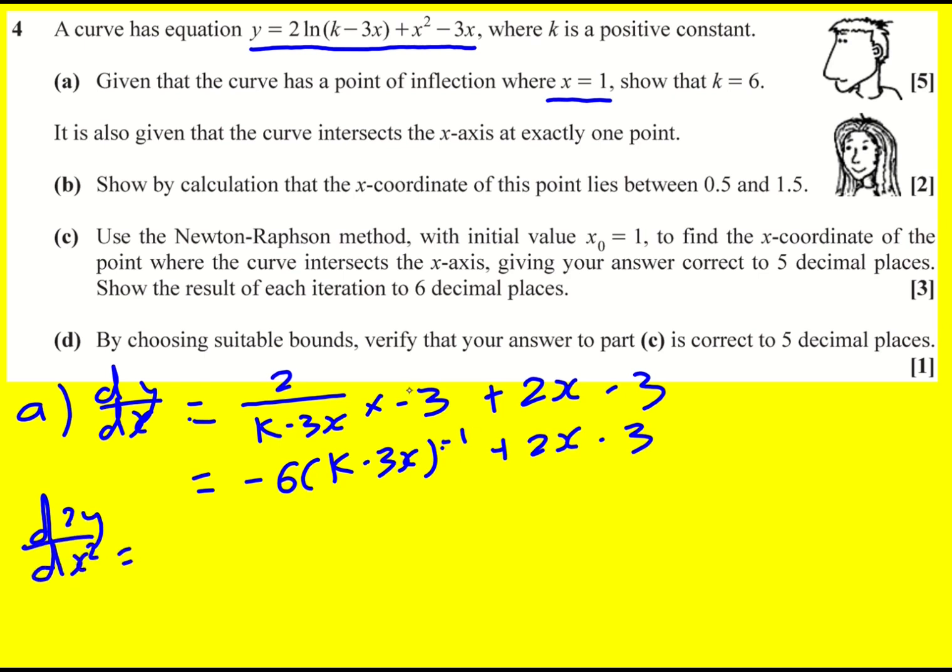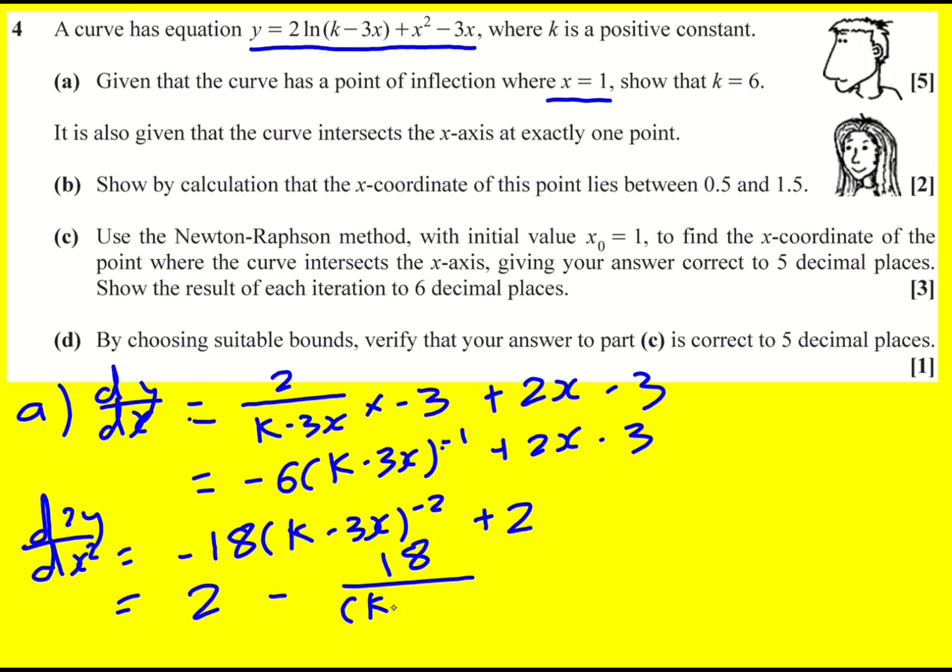Right, second derivative. Same idea, so I'm going to times by minus 1 when I differentiate this, like times by the power. The outside is something to the power of minus 1. That's going to give me 6, and then I'm going to times by the derivative of the inside, which is minus 3 again, so I'm going to get minus 18 (k minus 3x) to the minus 2, plus 2. And I could write that as 2 minus 18 over (k minus 3x) all squared. And I found the second derivative.